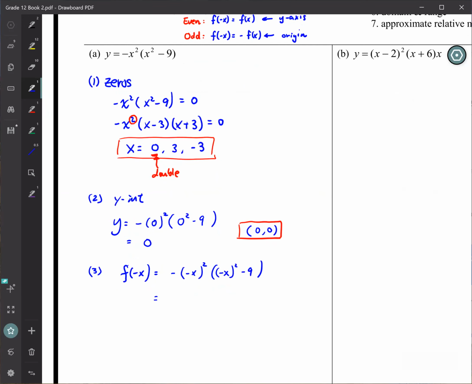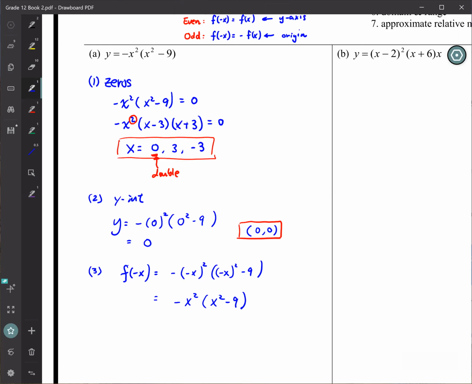Okay, Tiana, what does it look like? X squared minus 9. No, like before the x squared. Okay, yeah, very good. So the negative will stay on the outside, right?